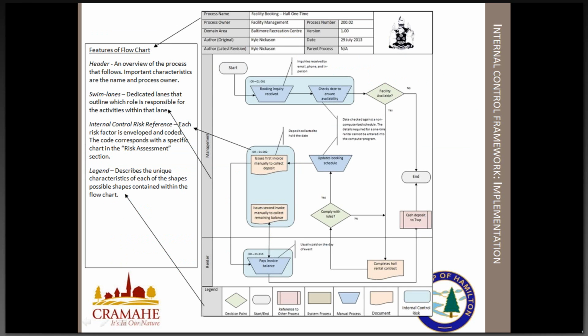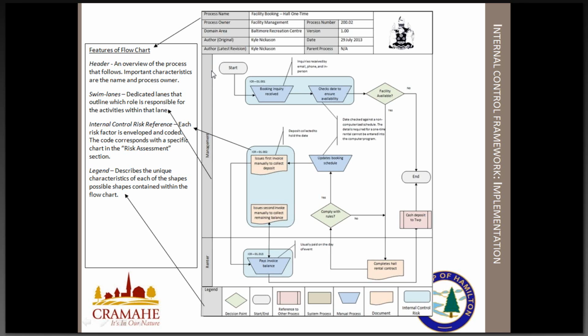So this is an example of a business process review in flowchart format. Specifically, this is for a one-time hall rental. And before I describe the process, it's probably important to outline the features that are inherent within this flowchart document.